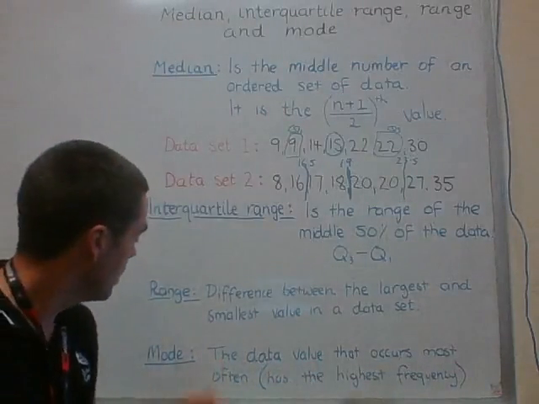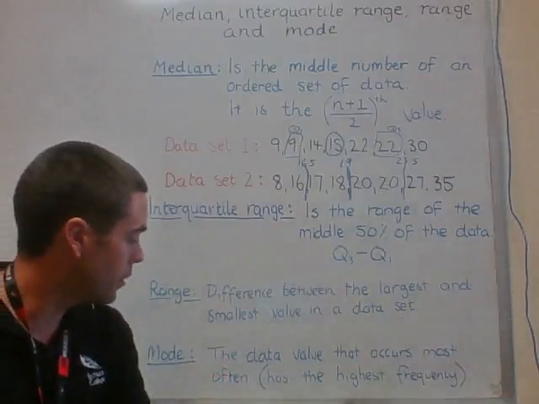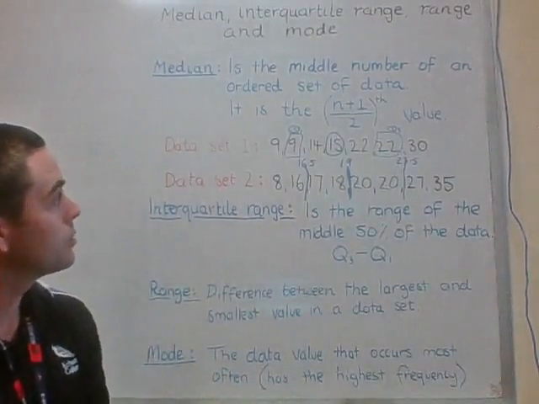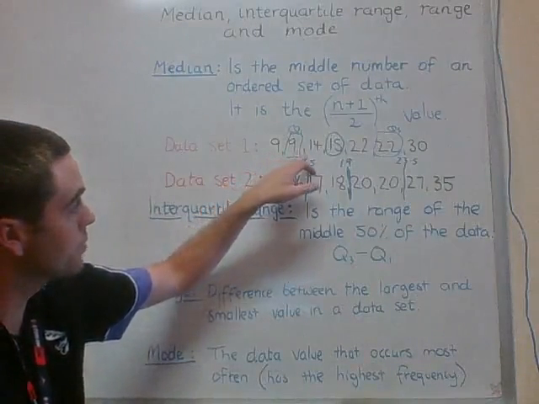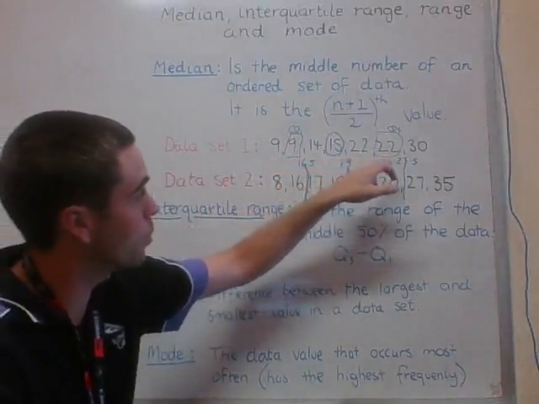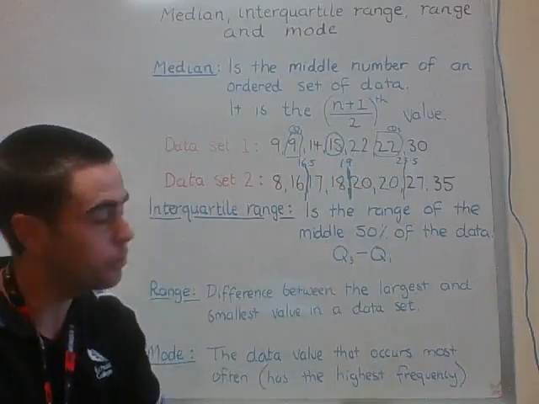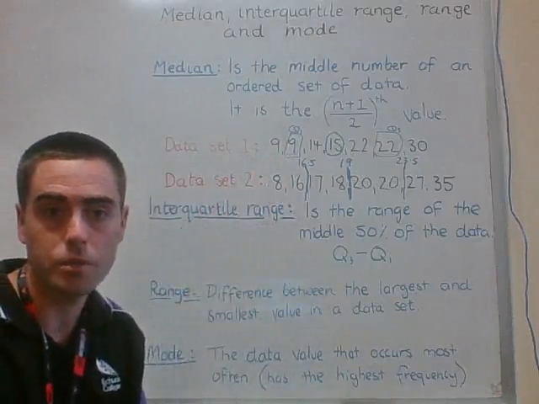Finally, the mode, it's the data value that occurs most often. Okay, has the highest frequency. So in this one here, 9 occurs twice, 14, 15 once, 22 twice, and 30 once. So there can actually be two modes. There's allowed to be two modes. So the mode for data set 1, you would say, is 9 and 22, because 9 and 22 occur the most frequently.